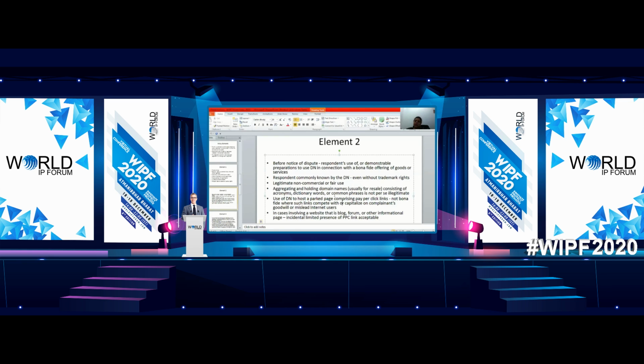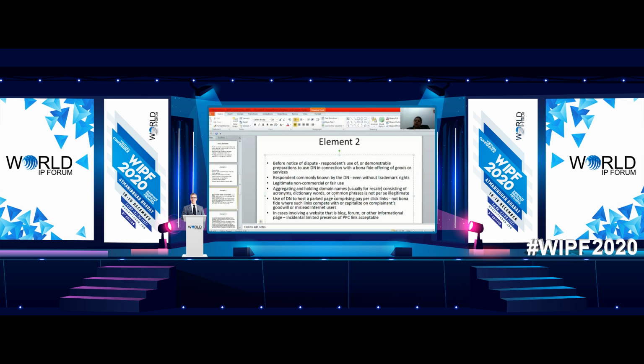This, for example, when we're talking of personal names, people do register their personal names both as trademarks and domains. This would be one illustration where you can show that you have a bona fide right in the domain. The use by the respondent has to be legitimate, non-commercial, or a fair use. It could be a fan site, it could be a criticism site, but as long as it's a non-commercial fair use, it's permitted.